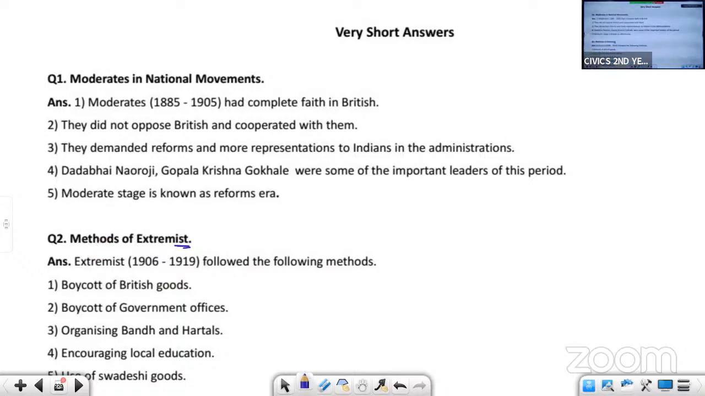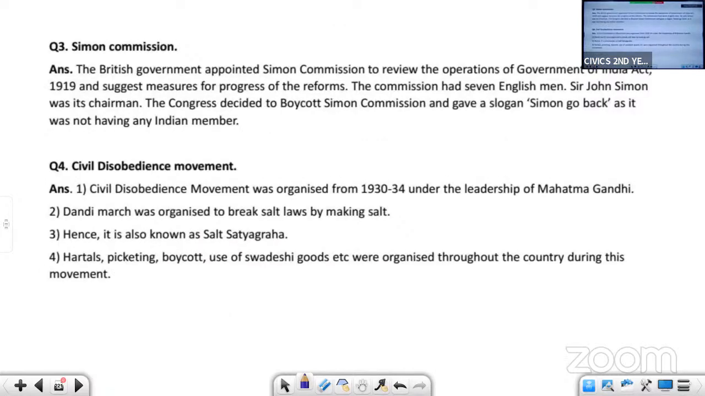So what was the method adapted by them? Boycott of British goods, boycott of government office, organizing Bandh and Hartal, organizing religious festivals, encouraging local education. When you are boycotting the British goods, they focused on use of Swadeshi goods. If you are writing this, 2 marks. You will get 2 marks, full marks.